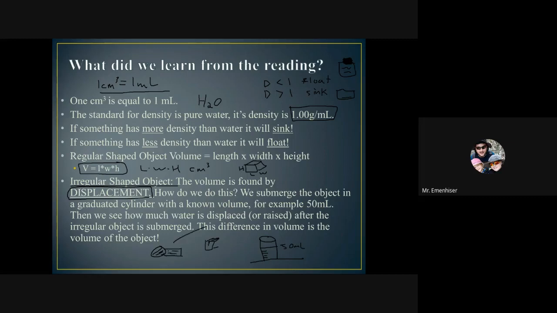So we take this weirdly shaped object and put it in the 50 milliliters of water, and what's going to happen? The water level is going to rise, right? It goes up a little bit, and then we measure that volume. Let's say it's 60 milliliters. So we had 50, we added the object, and it goes up to 60. What is the volume of the object? It's equal to the difference in the volume, because you added it in there. So the volume would be 10 milliliters. That is the difference between those two volumes. Cool?